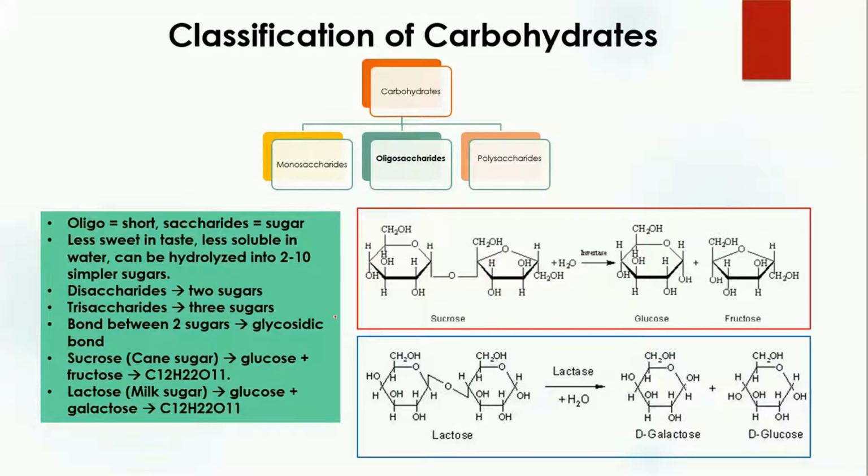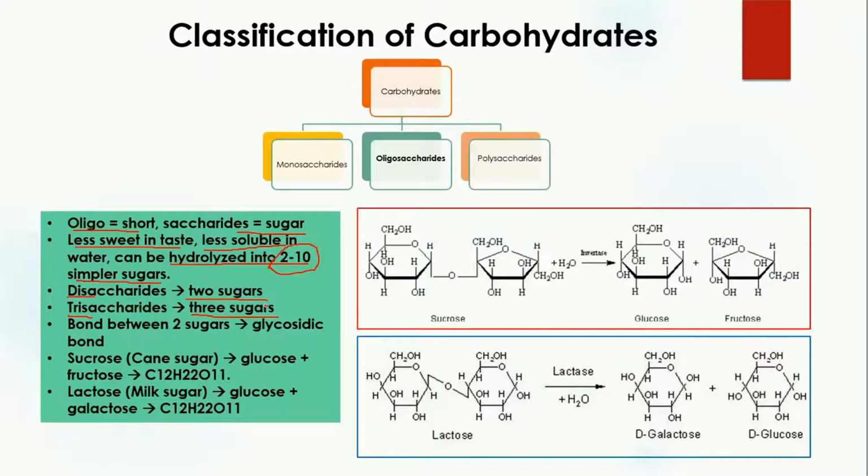The second type of carbohydrate is oligosaccharide. Oligo means short and saccharide means sugar, so they are short sugars. They are less sweet in taste, less soluble in water, and can be hydrolyzed into 2 to 10 simple sugars. It means that if you break down the oligosaccharides, you can have 2 to 10 simple sugars. They may be disaccharides, where di means two, so they are made up of two sugars. They may be trisaccharides, made up of three sugars.